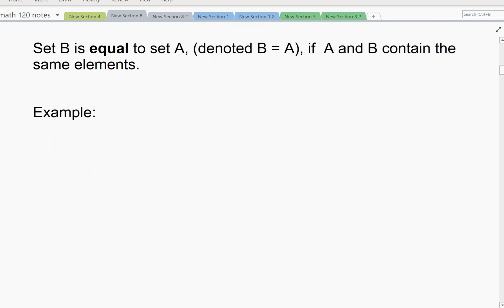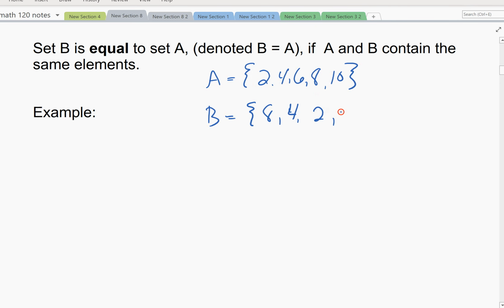Set B is equal to set A, and we denote it with the equal sign, if set B and A contain the same elements. So I'm going to use the same set A I had in the previous example: the numbers 2, 4, 6, 8, and 10. Set B, suppose, is the set 8, 4, 2, 10, and 6.